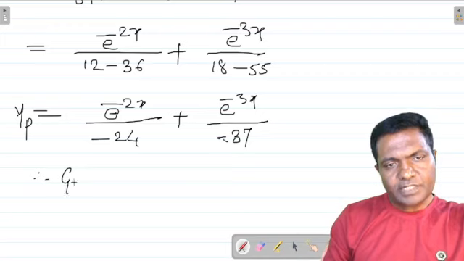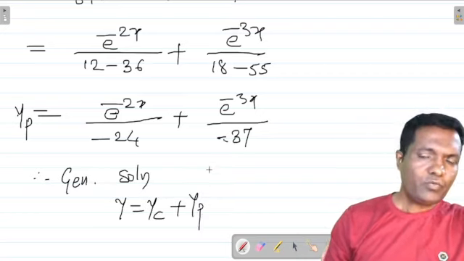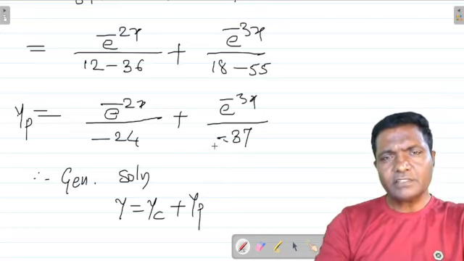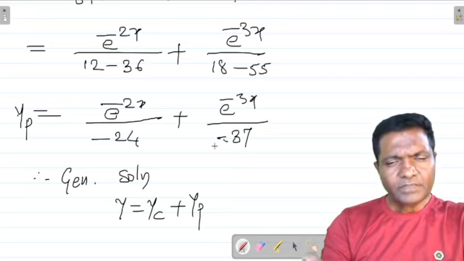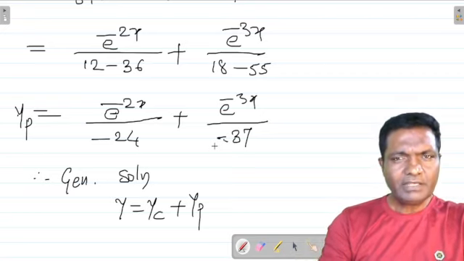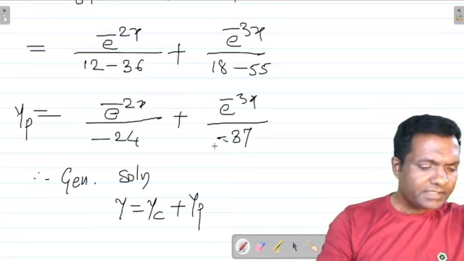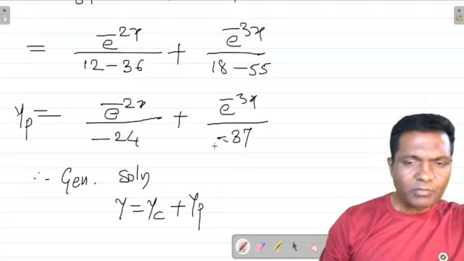So therefore the general solution is y equal to yc plus yp. Substitute yc and yp. So this is how you can find the general solution if the right hand side function is in the form of exponential, e power ax. So practice these problems. Let me solve one more example.